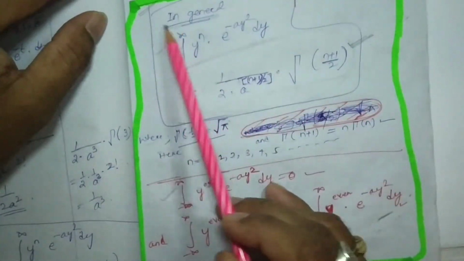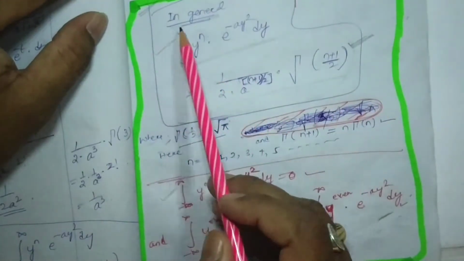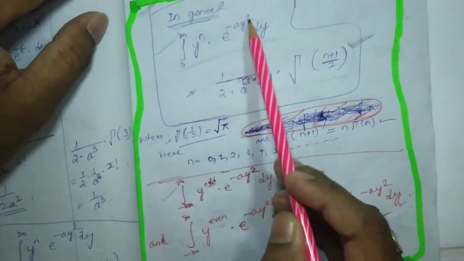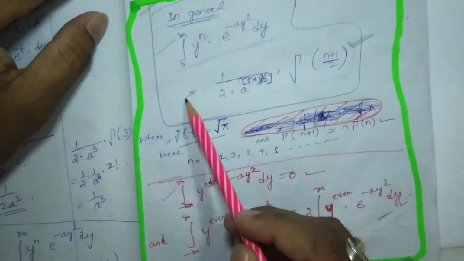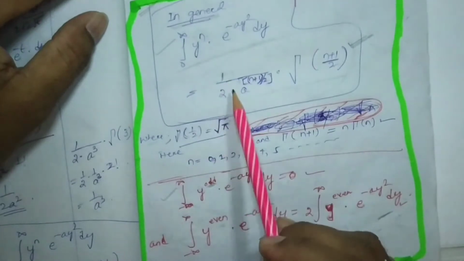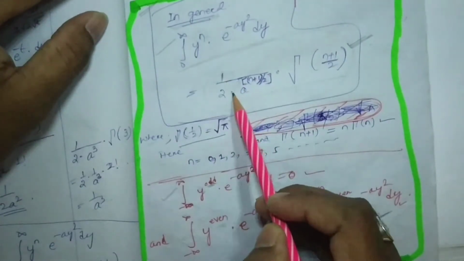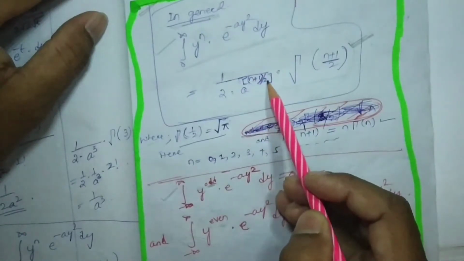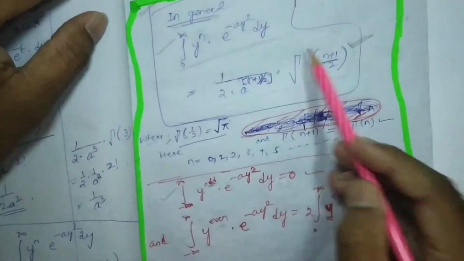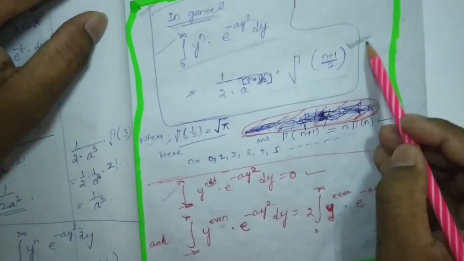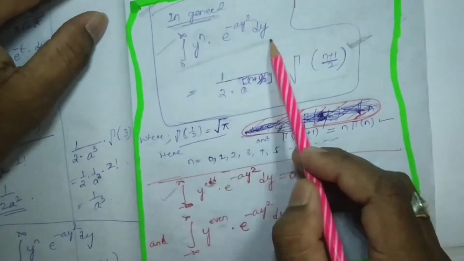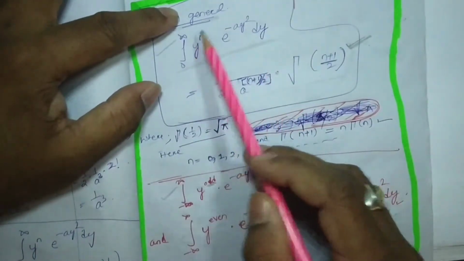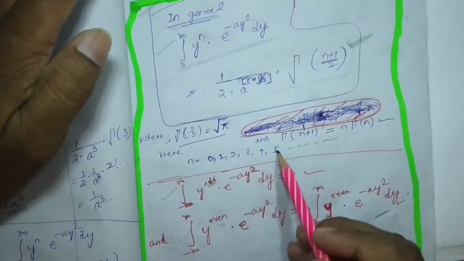See, first you have to write: to prove that the integral from 0 to infinity of y to the power n into e to the power minus a y square dy is equal to this much. This much means, carefully watch, 1 by 2 into a to the power n plus 1 by 2, into gamma of n plus 1 by 2. This is what we are going to find for this integral, where n varies as 0, 1, 2, 3, 4 like that.